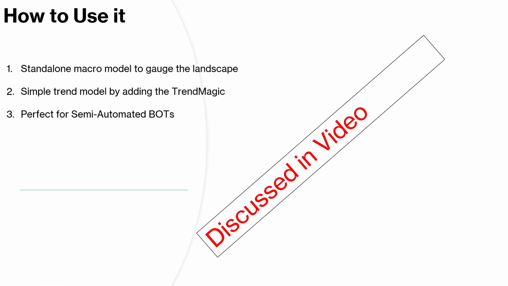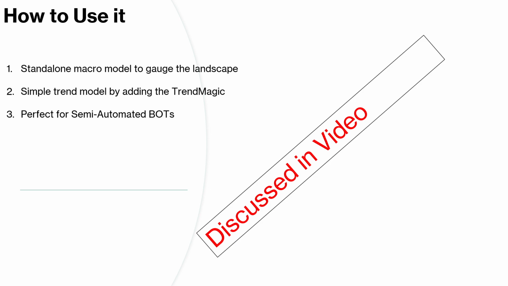All right, how to use it? There's really three use cases. One is just a standalone macro model to gauge the landscape. And by that I mean you gauge the landscape, and then that helps you shape your scalping strategy if that's how you want to use it.